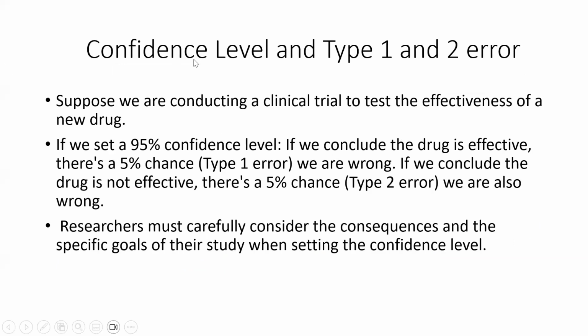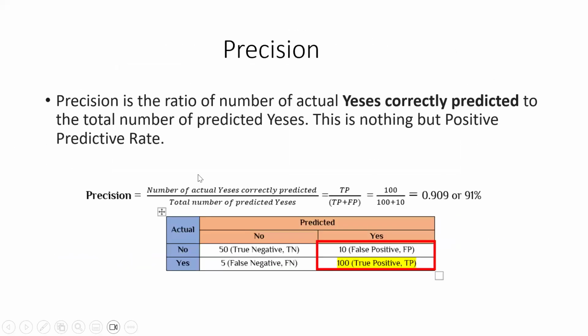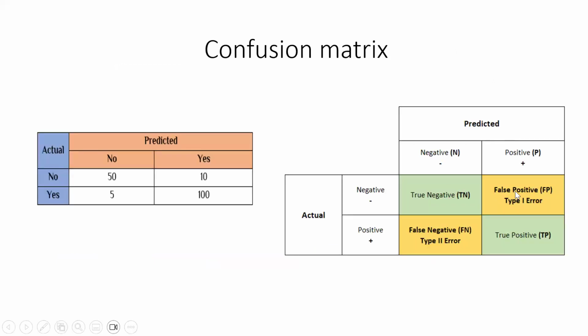And then we have seen the relationship between confidence level and type 1 and type 2 error. Suppose we set the 95% confidence level, then there is a 5% chance of error in our estimate. Suppose you choose a 99% confidence level, there will be a 1% chance of type 1 error. Suppose your drug is not effective, there is a 5% chance of type 2 error. So you should understand type 1 error is false positive, type 2 error is false negative.